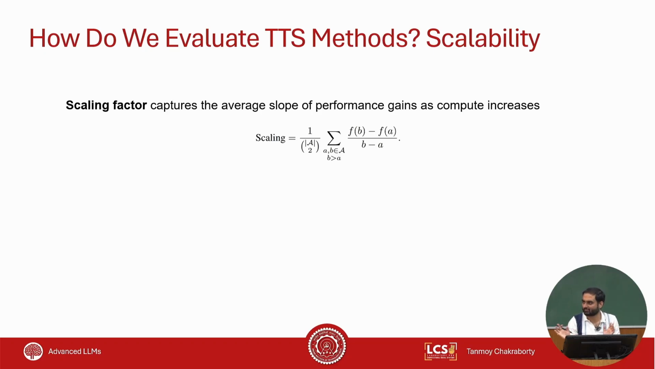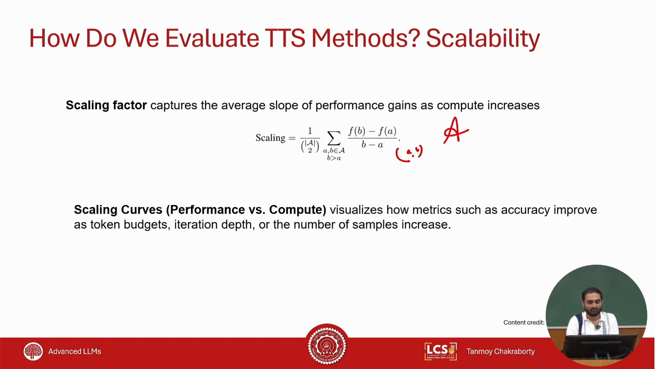It is pretty straightforward, and you do this for all pairs of reasoning traces. So this set has all reasoning traces, and then you take a pair of reasoning traces and you do the same. Now this is more of a quantitative approach. A more qualitative approach is that you just draw a curve where the x-axis is the compute and the y-axis is the performance, right? And you analyze that curve.